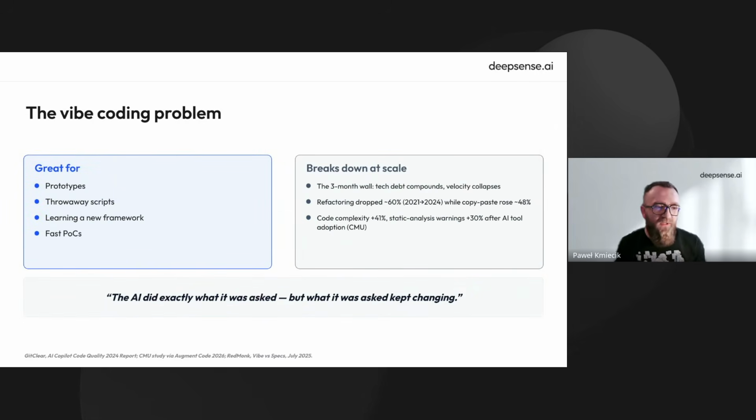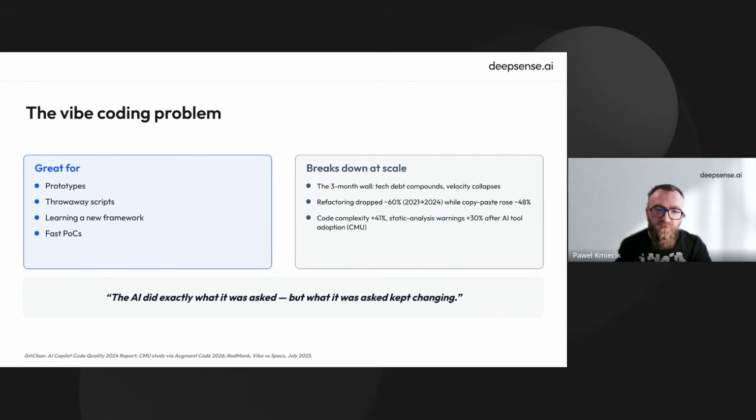So for vibe coding, why do we have a problem with that? Maybe some of you don't think that there is any problem with vibe coding, but in my opinion, it's a great tool for quick prototypes, some scripts, and fast POCs. But from my experience, it breaks down at scale.